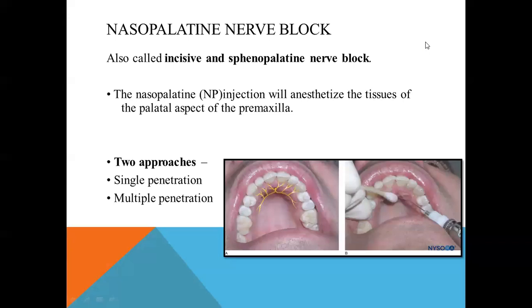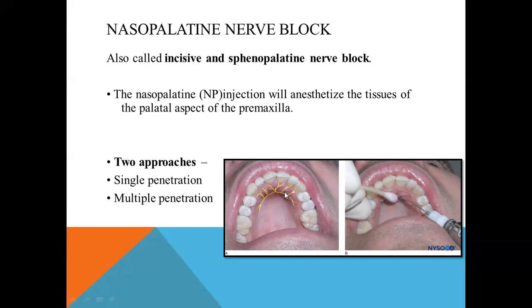Nasopalatine nerve block is also called the incisive nerve block and the sphenopalatine nerve block. The nasopalatine injection will anesthetize the tissues covering the palatal aspect of the premaxilla. This picture shows the nasopalatine nerve block. You are going to insert the needle along the incisive foramen, and the area that gets anesthetized will be the premaxilla.